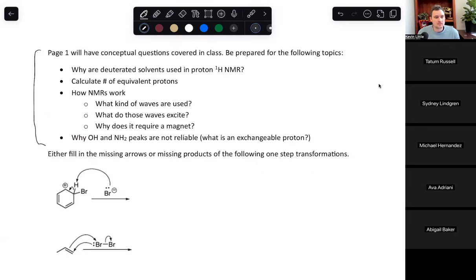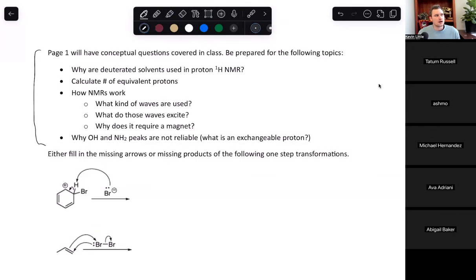They use radio waves, and they excite the nucleus of the proton. That's how to answer that question. The magnet aligns the nuclei so we can get a better read of the nucleus, so that all the spins are pointing in the same direction. Just read back through that worksheet, have a basic understanding of it, and know what deuterated solvents are.